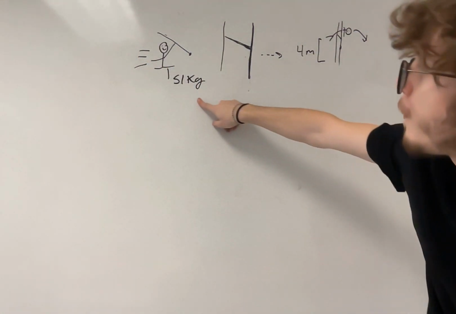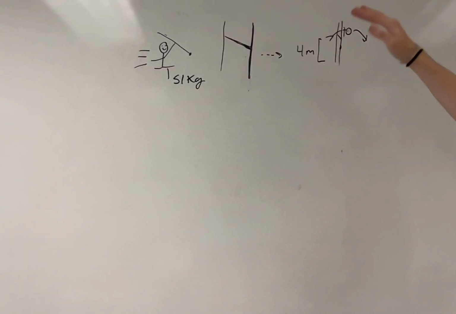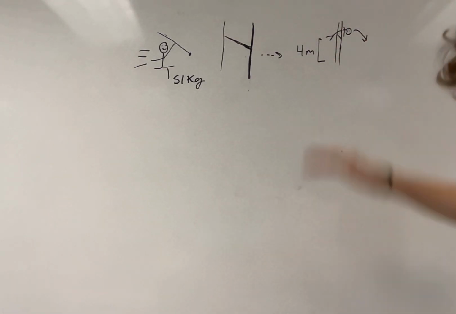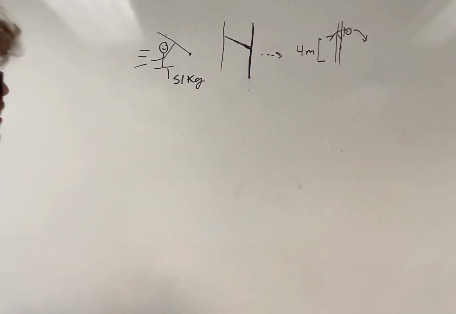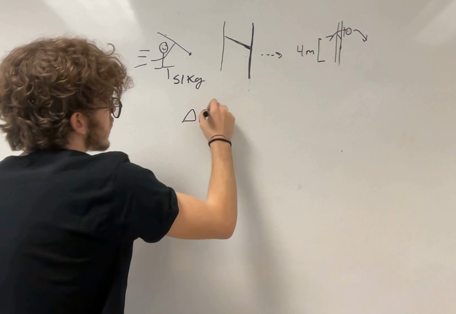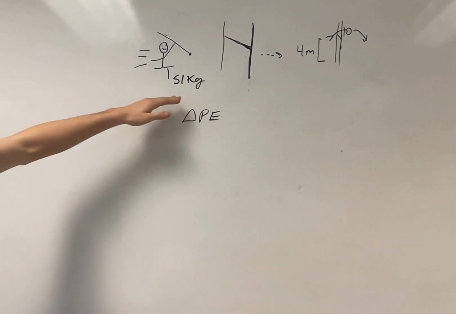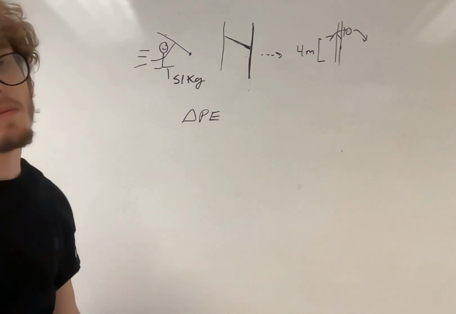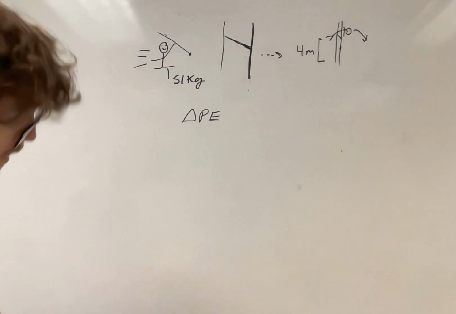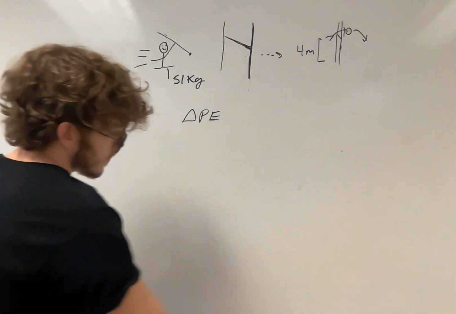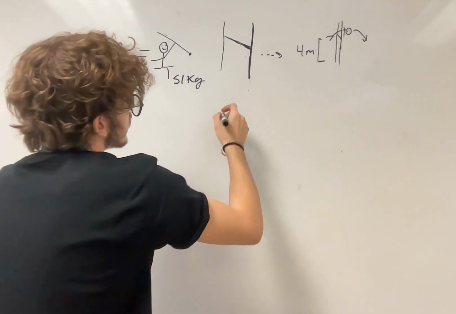This pole vaulter of 51 kilograms has a vertical displacement of 4 meters. What is the change in potential energy? So we are asked the change in potential energy for this pole vaulter as their center of mass rises 4 meters to clear the bar. Before we get into what a change in potential energy is, what is potential energy?